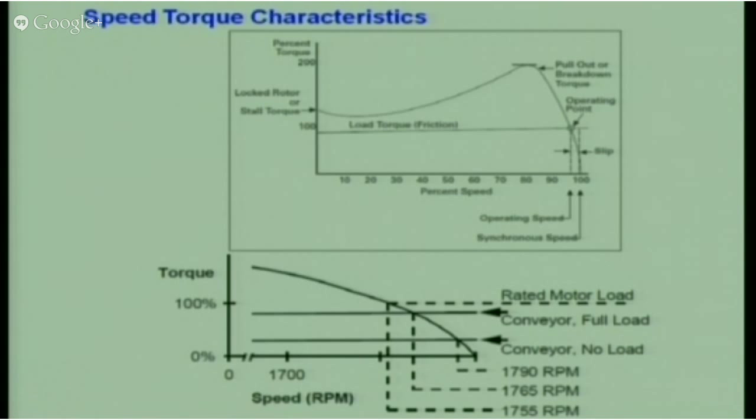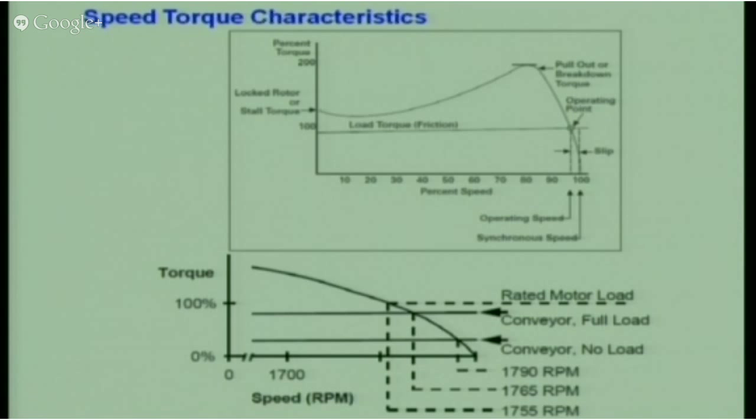Iske baad motor function karna band kar deta hai. Beyond this there is no torque production, so the motor will pull out. Isliye pull out or breakdown torque. And operating point, jahan load torque aur ye jo characteristic hai, where they intersect each other, that point is known as the operating point, and the slip is minimum. We are trying to operate in this region so that the motor functions smoothly.